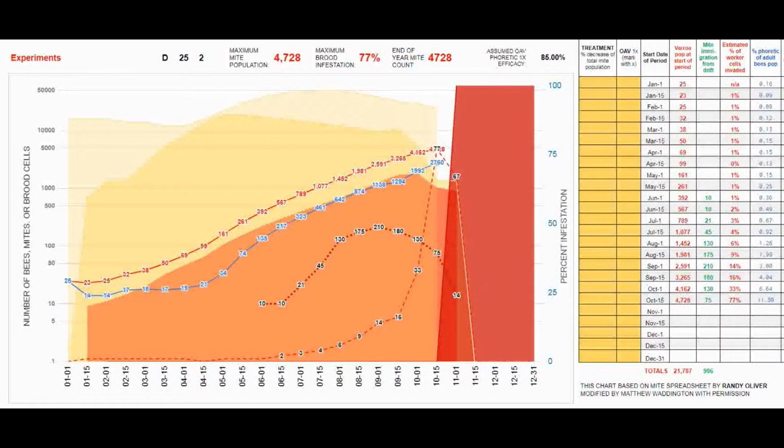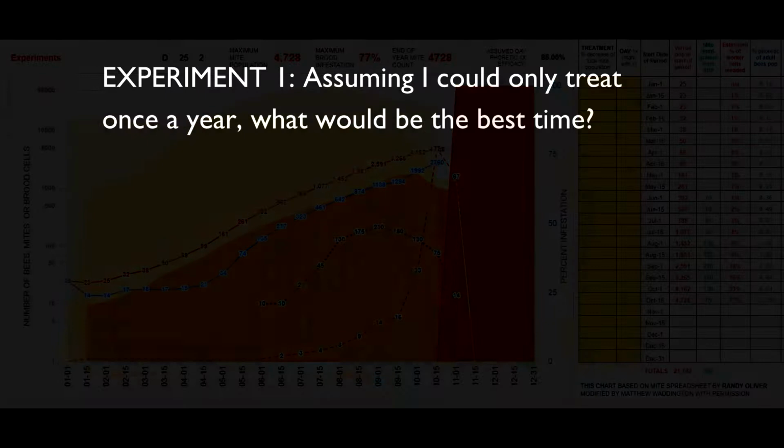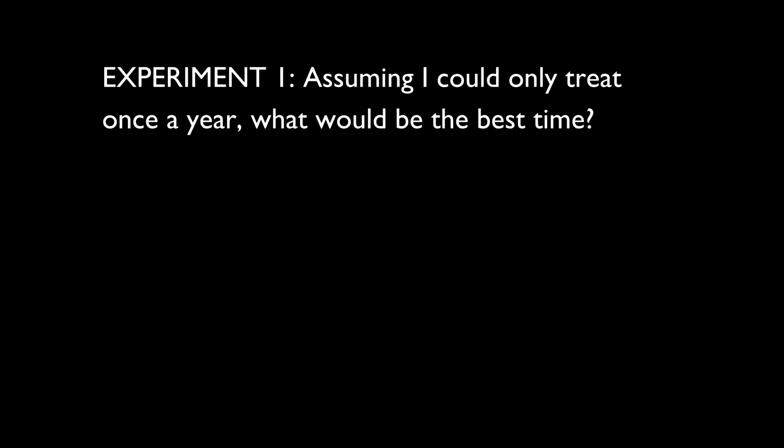I have 4 experiments to share, and these are the result of trying to determine what would be a good way to actually determine which treatment times would be best. So I designed 4 of them. Experiment 1, I assume that there's only one treatment available, and I can do that anytime during the year. And so I go from January all the way through December, applying that treatment, a high efficacy treatment, and try to determine which one is the most effective. Again, assuming I only had one available.